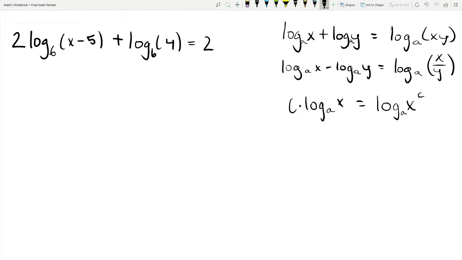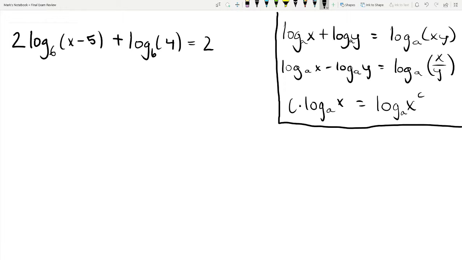Alrighty, in this video we are going to solve an equation that has logarithms in it. And you can see over here on the right-hand side, just as a recap for you guys, I did go ahead and put all of the logarithm equations that we know, and we will be using a couple of those to help us solve this equation.